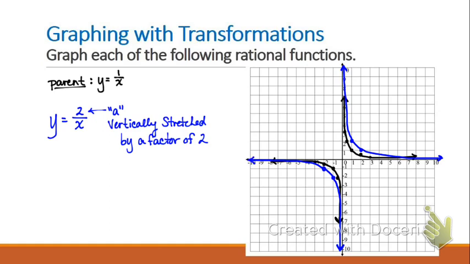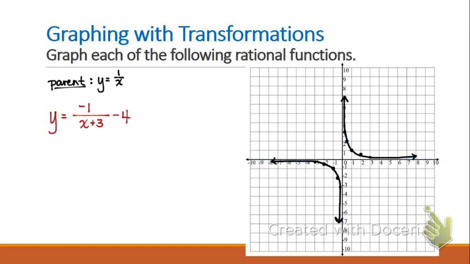All right, let's try another transformation. This time we'll do some left and right shifting, which means our asymptotes are going to move this time. All right, here's my next transformation. Negative 1 up on top, that's my a value. And so that means we're going to be reflected over the x-axis.